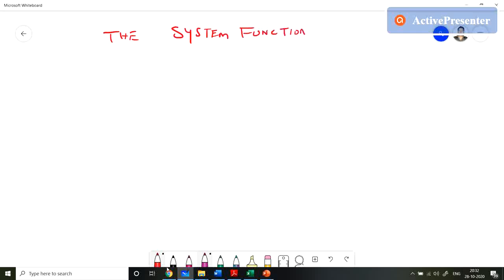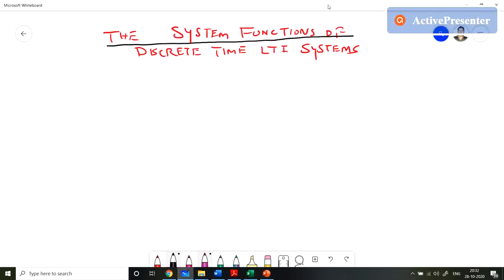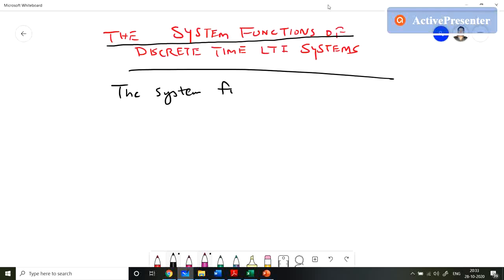The system function of discrete time LTI systems. So the system function is, Y(n). How to find out the system function, that is H(z).